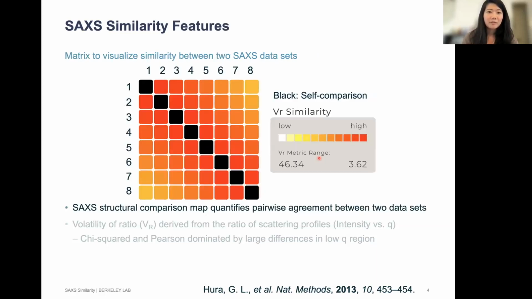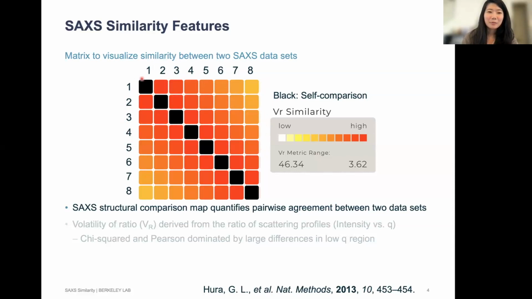A couple of the main features: it generates a SAXS structural comparison map that quantifies a pairwise agreement between two data sets. And it generates this type of a matrix that's also similar to a heat map. And how you read this is the blacks in the middle are self-comparisons. So comparing data set number 1 to data set number 1, data set number 2 to 2, and so on. These two sides, and I realize it's really hard to see my laser pointer because these are all red, should be symmetrical.